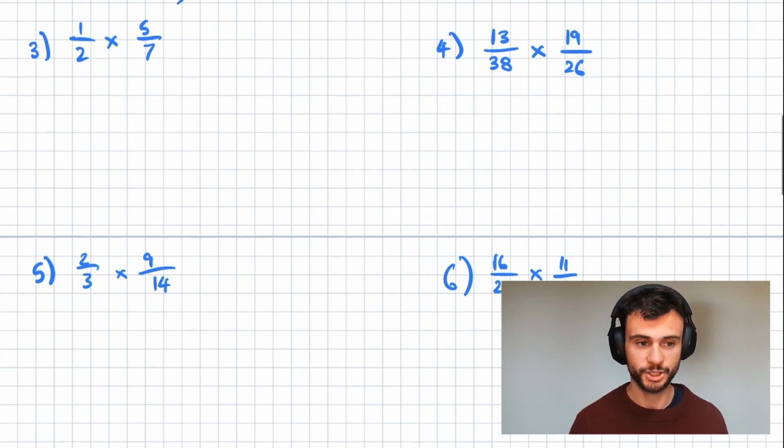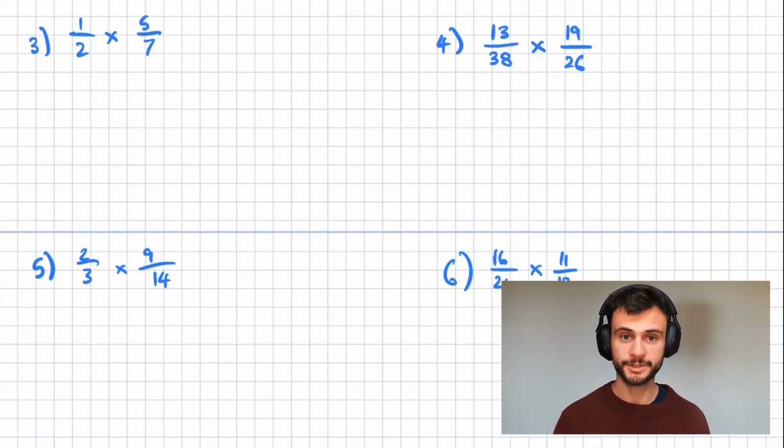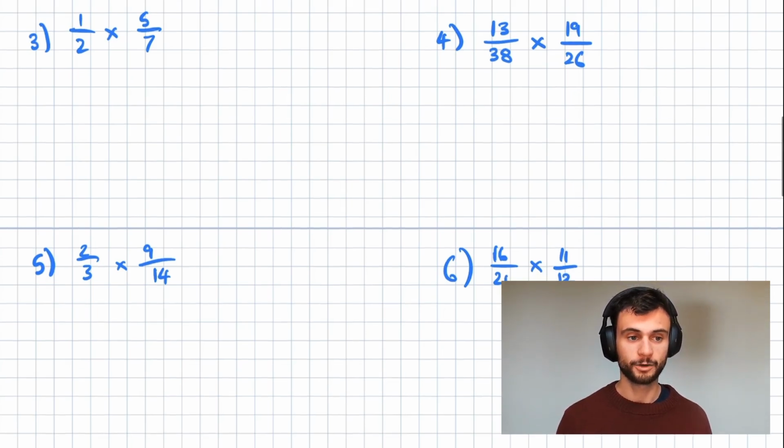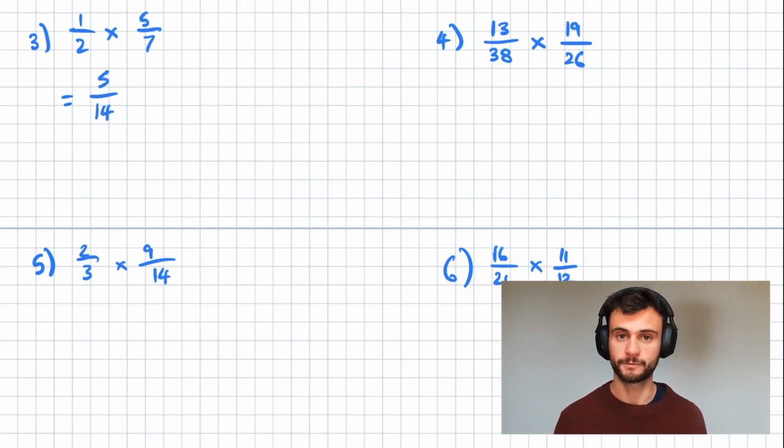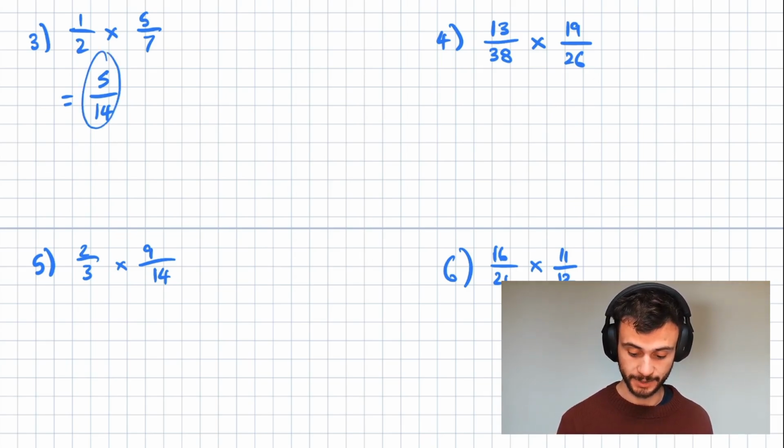We look at a couple more of these questions. A half times 5/7. Now, there are no common factors here between the numerator and the denominator. So we can just write that as 5 over 2 times 7, which is 14. So we can't use the cross-cancelling technique there because there are no common factors. And 5/14 is in its simplest form.